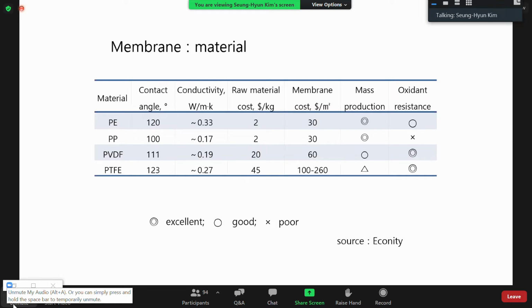And this slide shows 4 hydrophobic polymers, their properties: hydrophobicity by contact angle, thermal conductivity, raw material cost, membrane cost, mass production easiness, and oxidant resistance. Actually, you can choose any polymers, but we chose polyethylene and PVDF. This one is related to the manufacturer. The manufacturer that worked with us in the phase 1 project is Equinity. Equinity specializes in polyethylene fiber fabrication. So we selected polyethylene and PVDF.